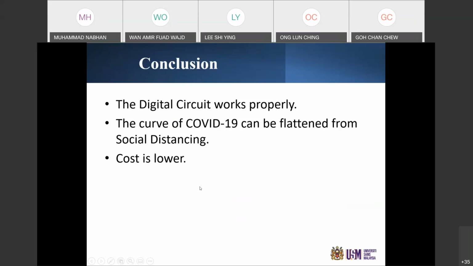So, conclusion. The digital circuit works properly as we designed the system to count the people, match the people, and also alarm the system. The curve of COVID-19 can be flattened through social distancing. We set the limit, and then the people counter will stop people once the people counter matches the limit. And of course, the cost is lower as it only uses digital logic IC gates compared to using Arduino Uno, which is much more expensive.